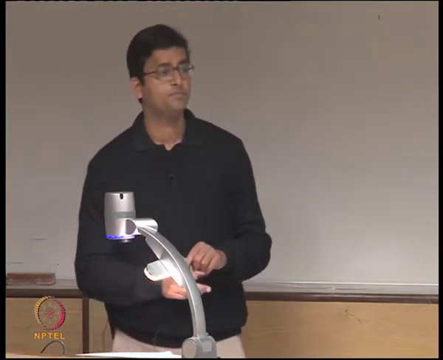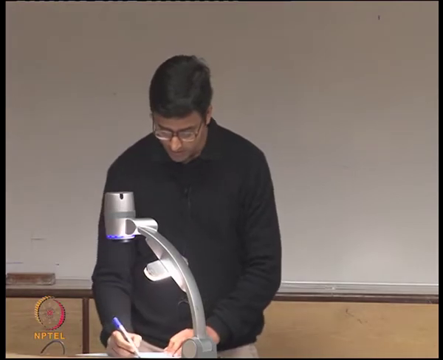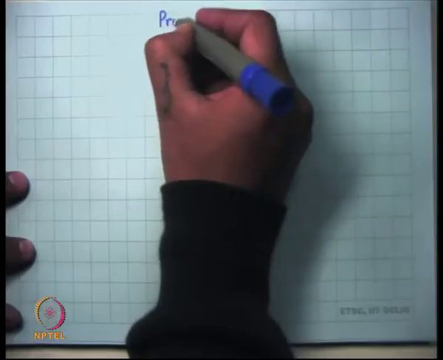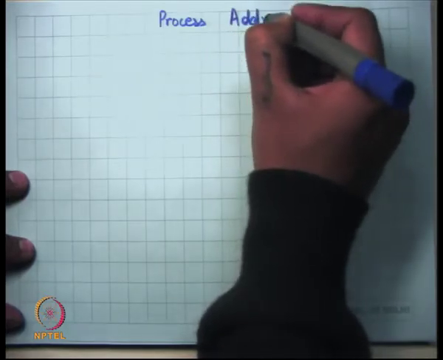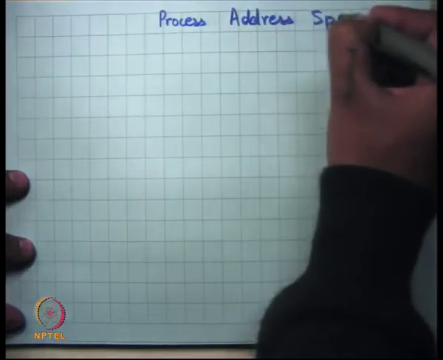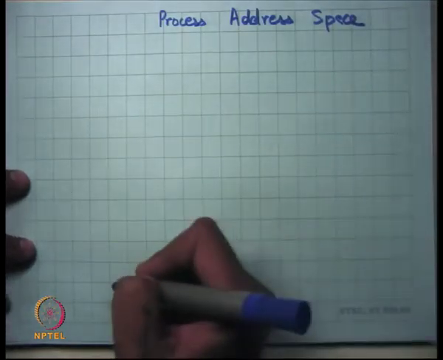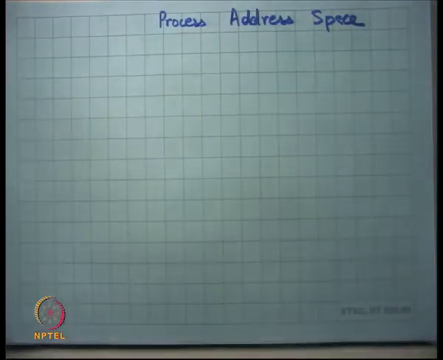All right, so now let's talk about process address spaces. So far we have looked at physical address space and IO address space, right? Now let's look at how an OS implements process address space.